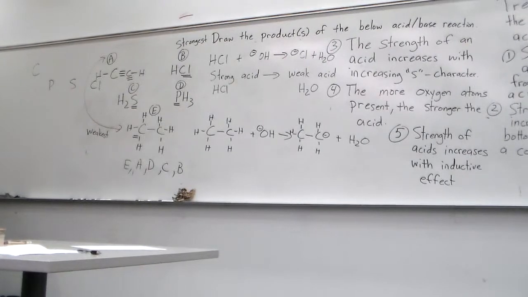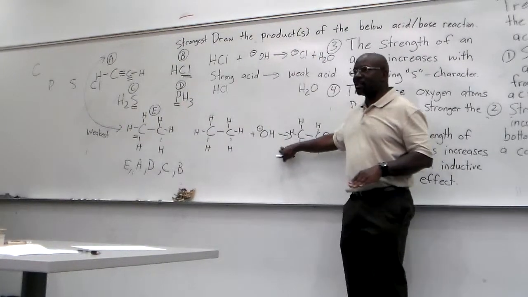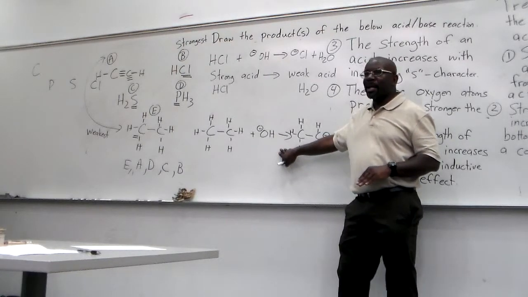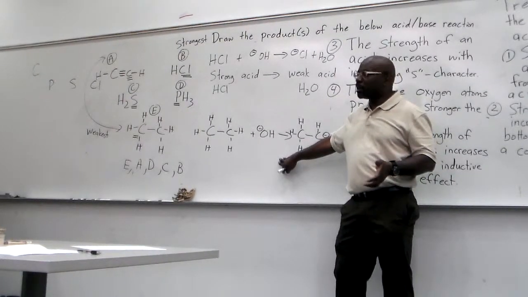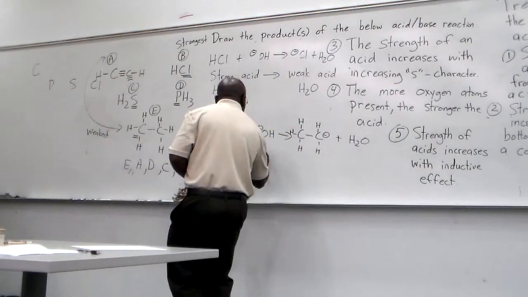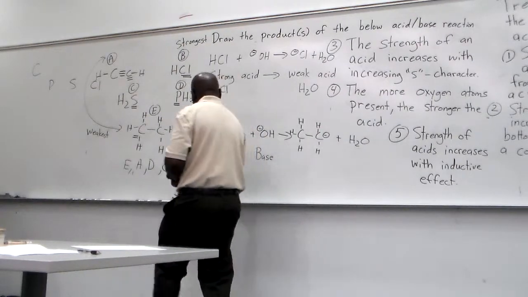Will reaction B occur? To see if reaction B occurs, we have to compare acids versus acids. First thing we do, we look at the reactant side of the reaction. Of those two molecules, which one is our acid and which one is our base? Which one's the base? OH minus. If this is the base, the other molecule must be our acid.